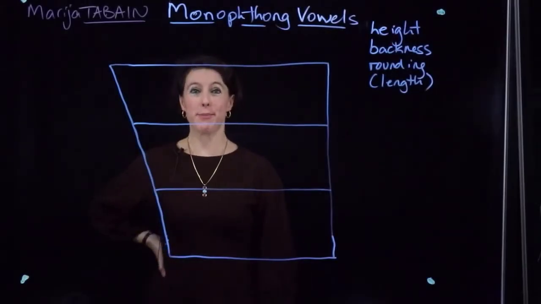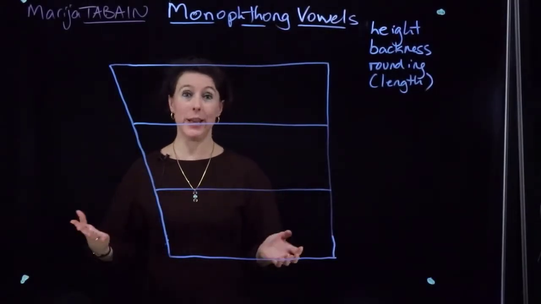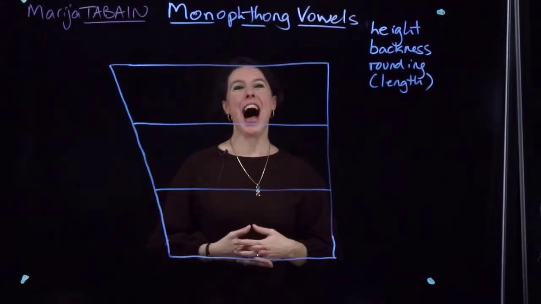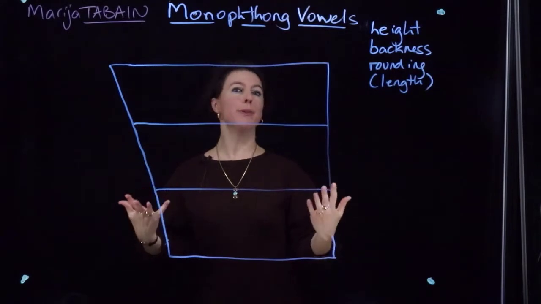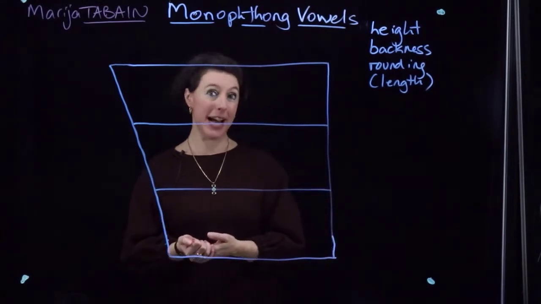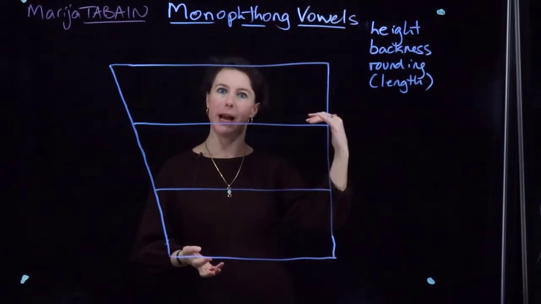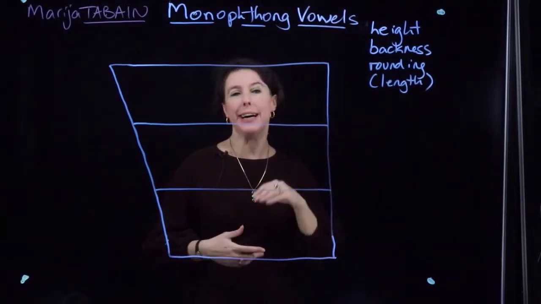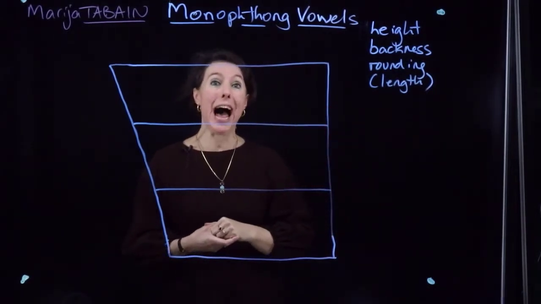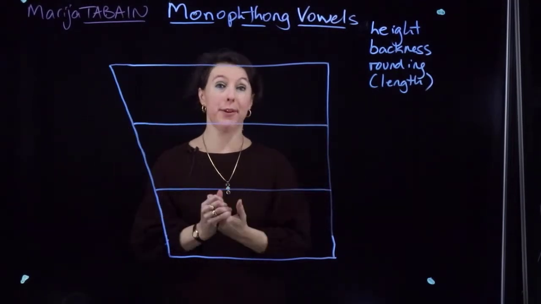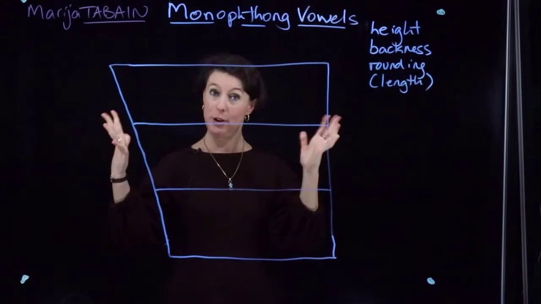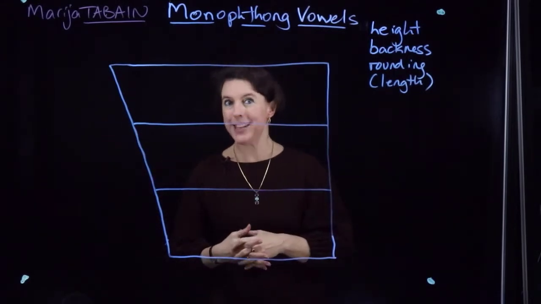Okay, hi, my name's Maria Tavane, and today we'll be looking at the monophthong vowels of Australian English, working from first principles, describing vowels in terms of height, backness, rounding, and for Australian English we need to consider length. And then once we've described the basics of vowels, we'll go through the Australian English vowels one by one.